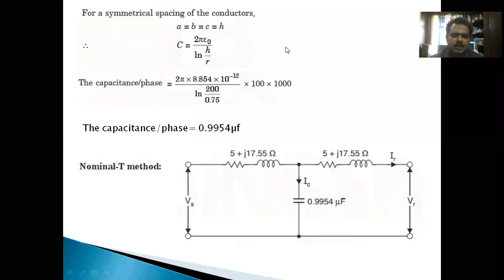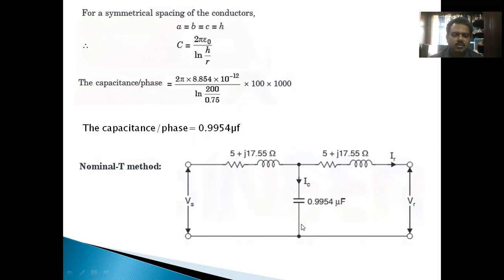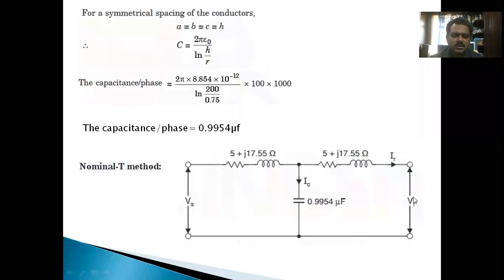Once we get the sending end voltage, keeping the sending end voltage constant and disconnecting the load, that means open circuiting the load, we have to calculate the no load receiving end voltage. Simply by applying the voltage division rule we can find the no load receiving end voltage, that is VR dash, which is nothing but the voltage across the capacitance. Once we get the no load terminal voltage and also the known value of receiving end voltage, using these two we can find out regulation.